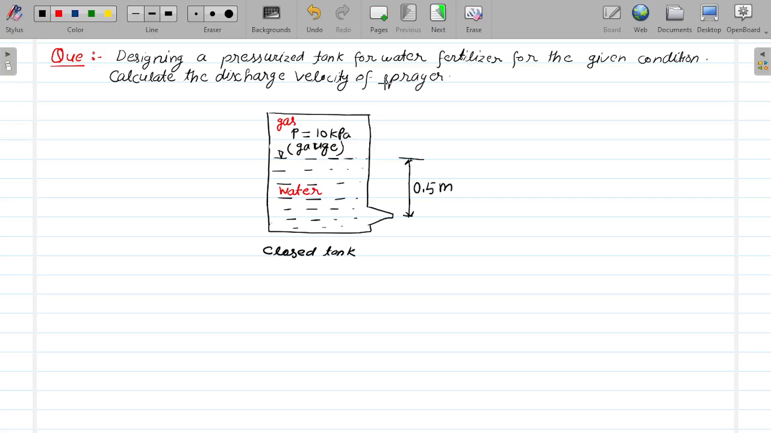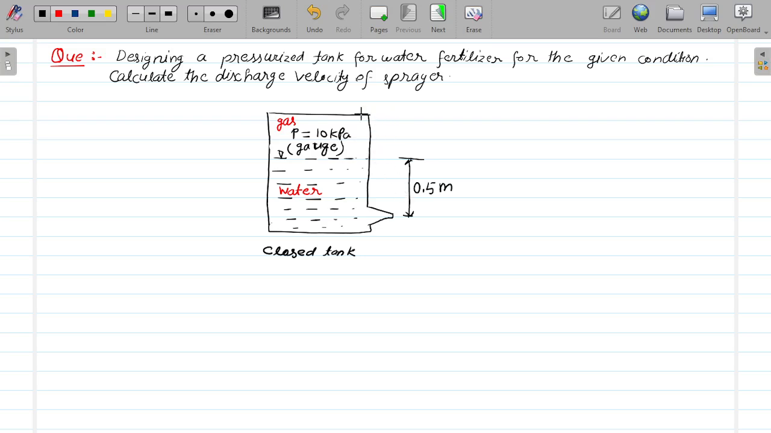Hello, I am going to discuss a fluid mechanics problem. In this problem, it is given that we are designing a pressurized tank for water fertilizer for the given condition. Calculate the discharge velocity of the sprayer.